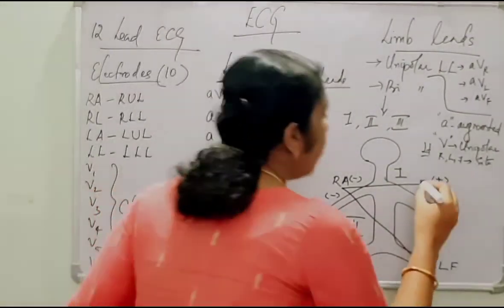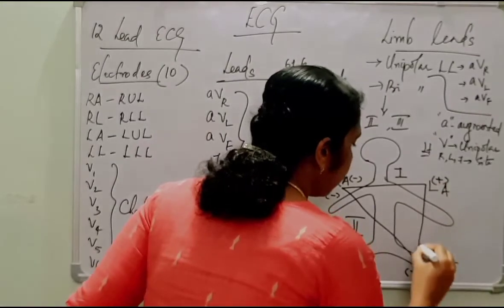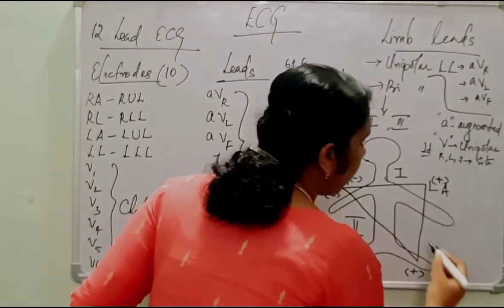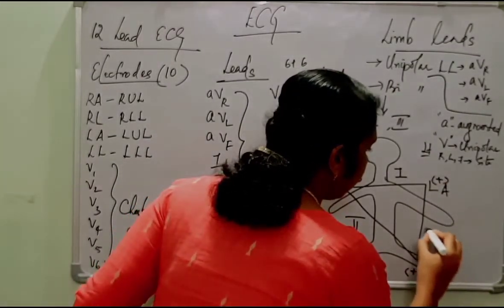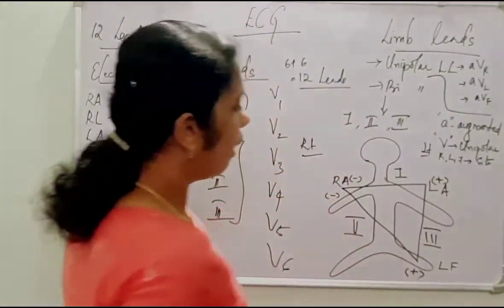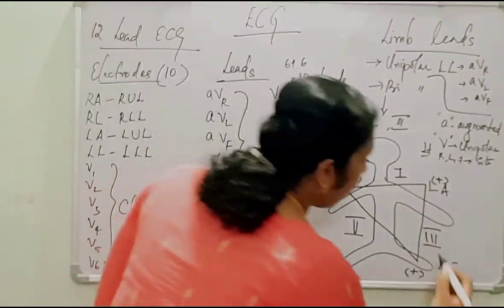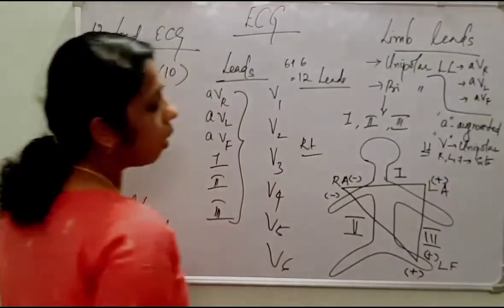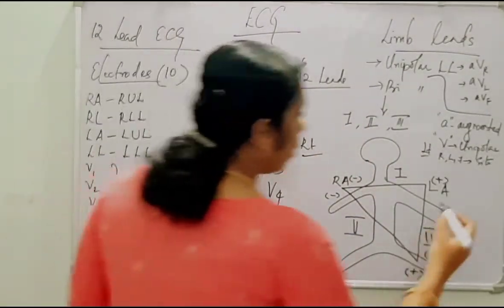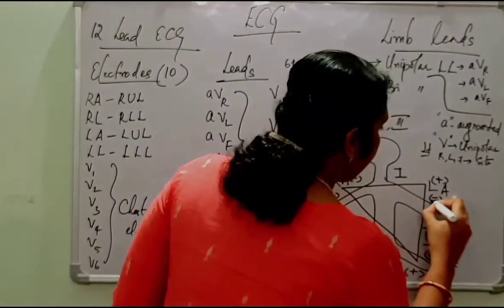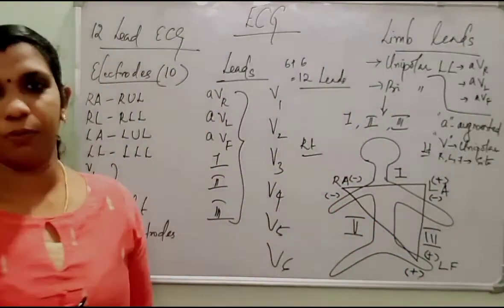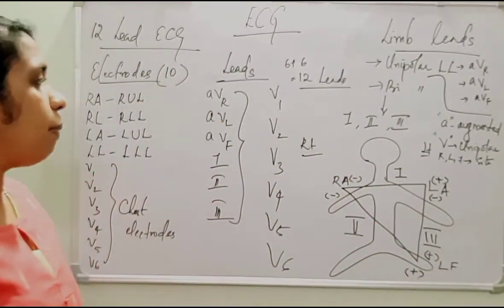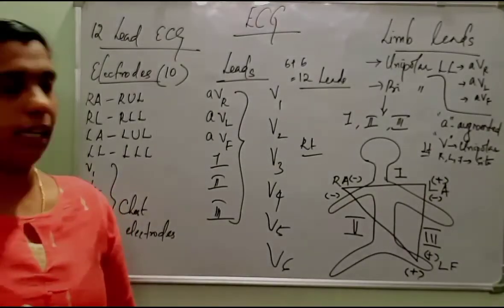Next, lead 3. It connects left arm with the left leg. Okay. And here again, left lower extremity is positive. Left leg is positive and the left arm, upper extremity, is negative. Understand? So these are the bipolar limb leads.